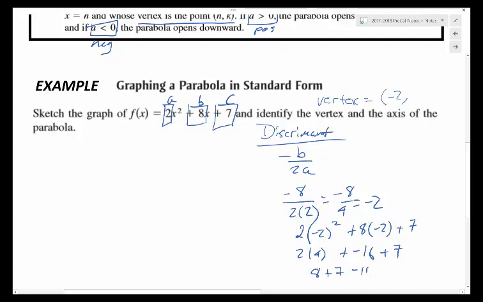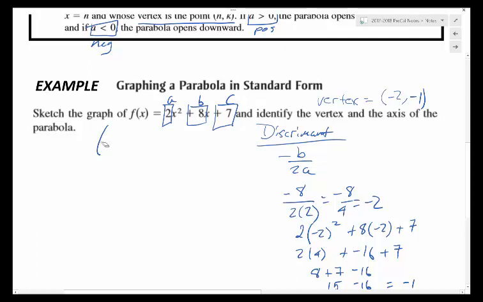8 plus 7 minus 16, 15 minus 16, which equals negative 1. So the vertex of my parabola is at negative 2, negative 1. Again, I found that by doing the opposite of b over 2a for the x value of the vertex and plugging that back in once I got a number back into the original equation. If I were to rewrite this in standard form, it would look like so.